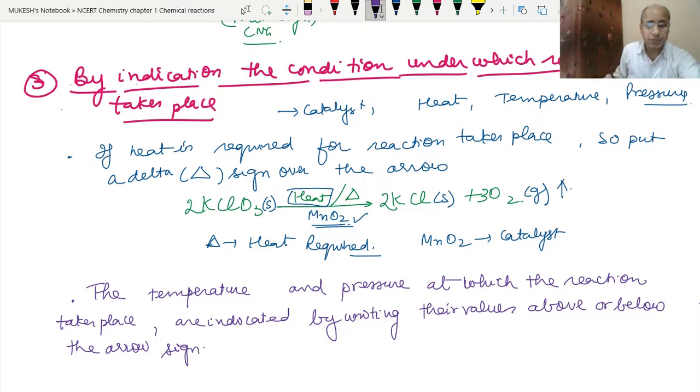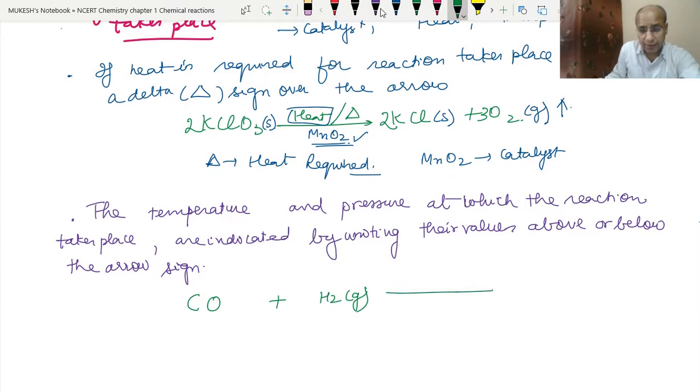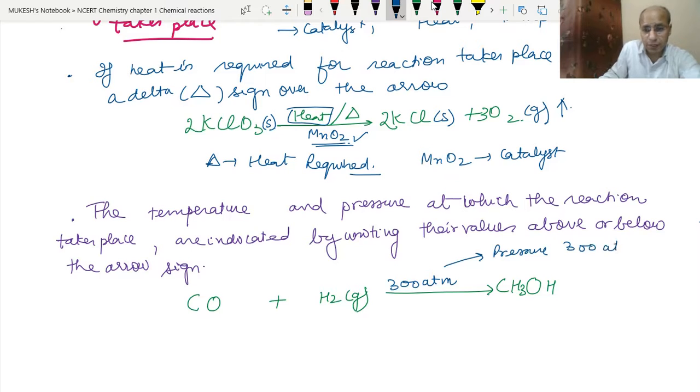Okay, so we can see this in an example. Carbon monoxide gas, when it reacts with hydrogen gas, forms methyl alcohol. Now, first of all, let's see in what conditions this reaction takes place. The condition in which this takes place is at 300 atm. 300 atm means the pressure, 300 atmospheric pressure.